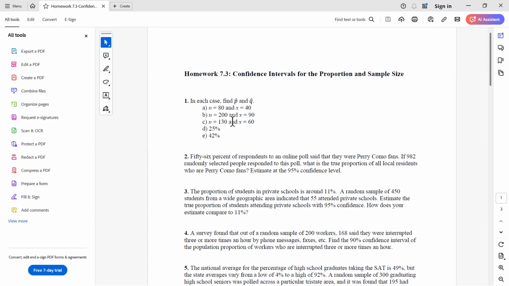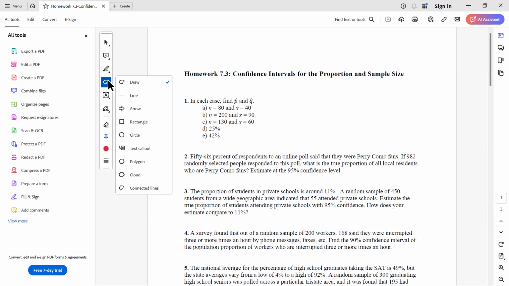N is 80, x is 40. So here you'd have, remember our formula from the slide. Our formula says that p hat is equal to x over n. So you're just going to divide x by n to get p hat.